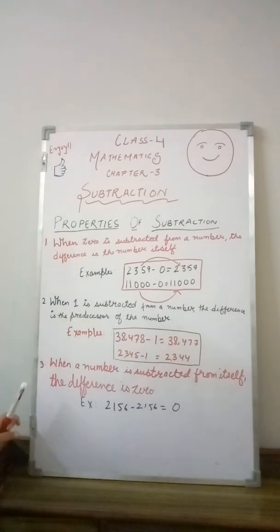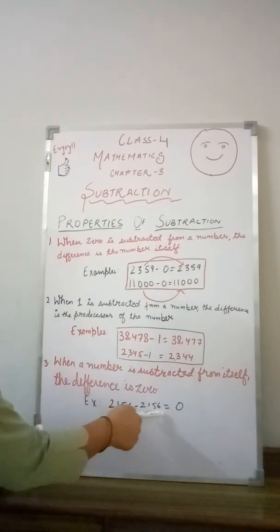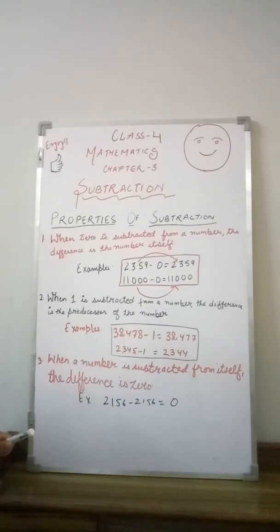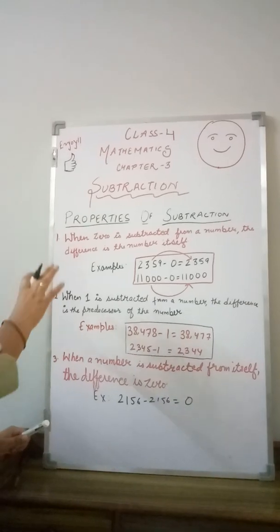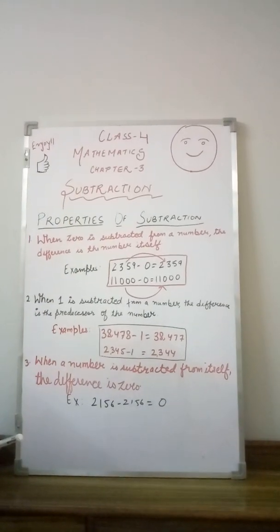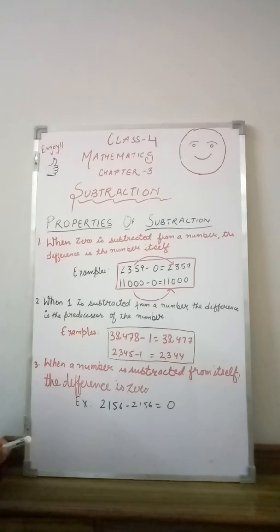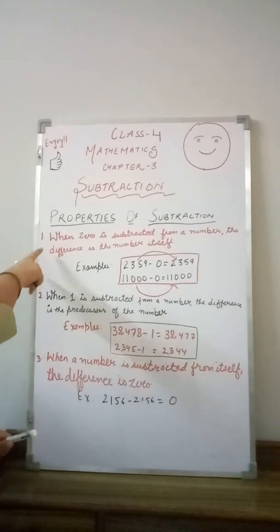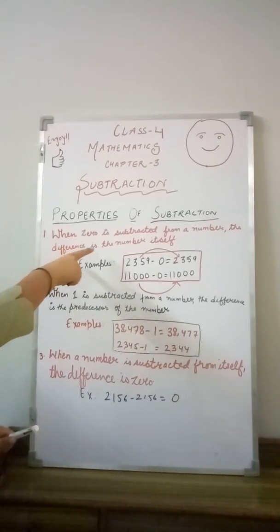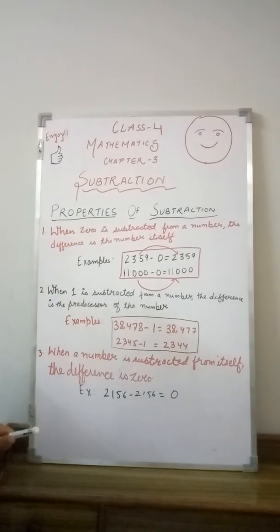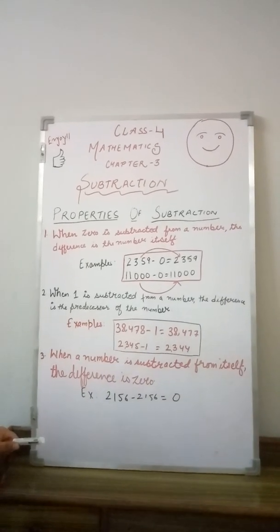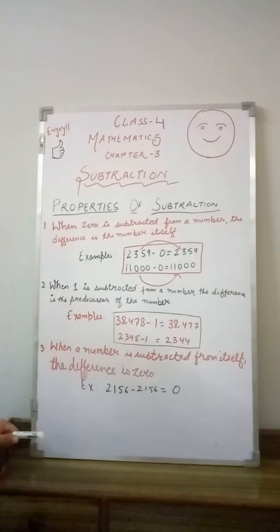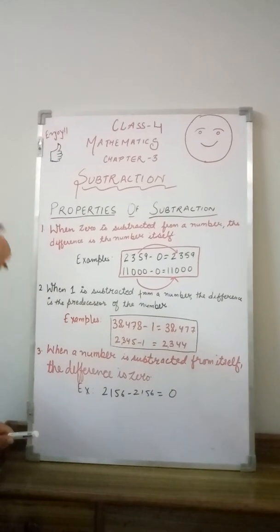The answer is 0. If the question is given like this, these types of properties come in the form of fill in the blanks or MCQ questions. That's why I have explained all these properties, just to take less time to do the calculations. Orally you can do the calculations with the help of these properties. So there are three properties. When 0 is subtracted from a number, the difference is the number itself. Second, when 1 is subtracted from a number, the difference is the predecessor of the number. And the third one is when a number is subtracted from itself, the difference is 0. I hope all the three properties are clear to you.